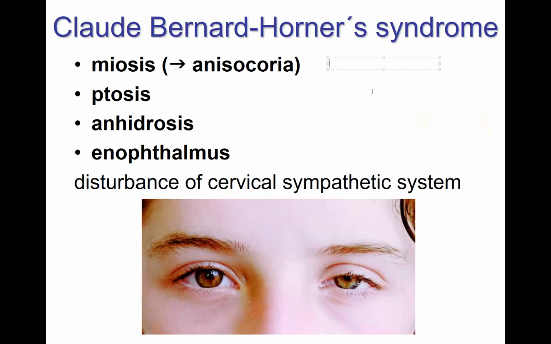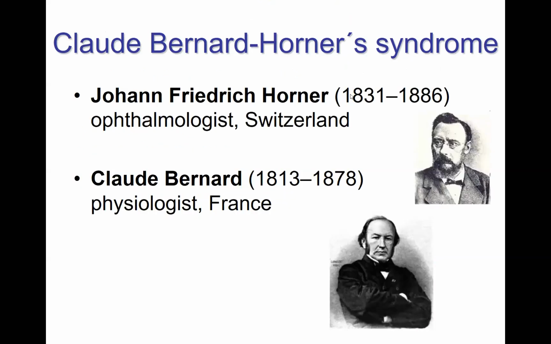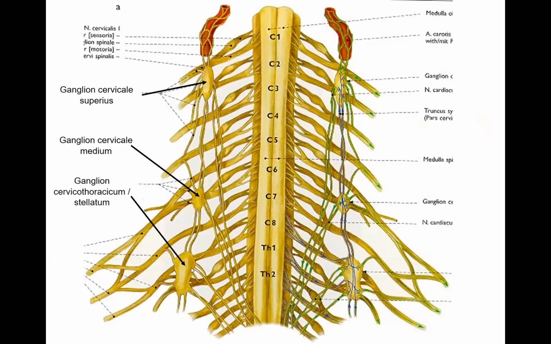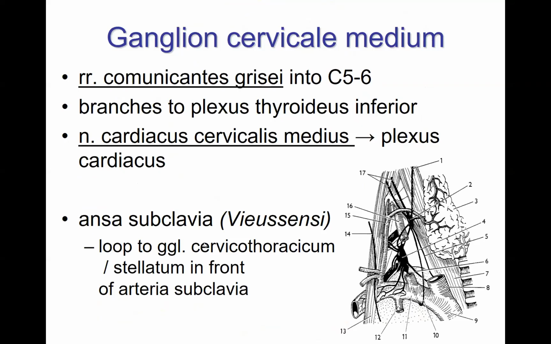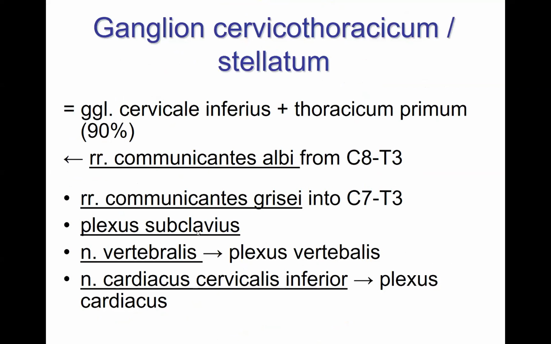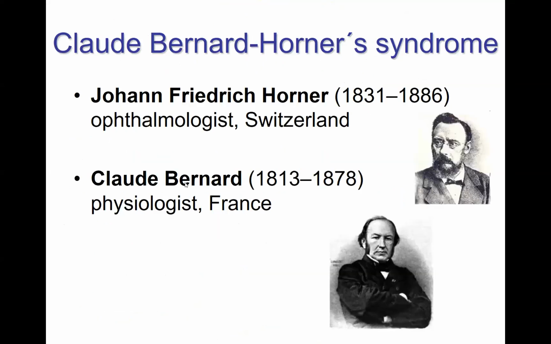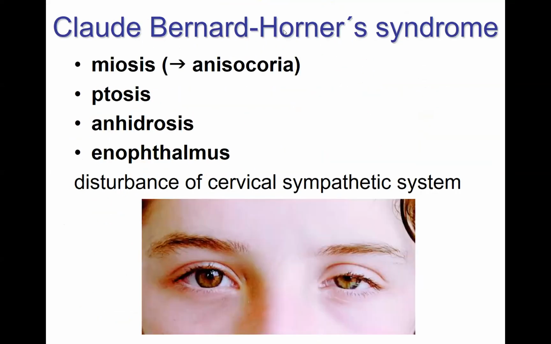So, okay, I'll go back, and it can happen when we cut this. So when we cut the cervical part of the sympathetic system, the cervical sympathetic fibers. When we cut them, of course, in some diseases it's not cutting, it's usually compression or destruction by a tumor. So what happens and to which structures?